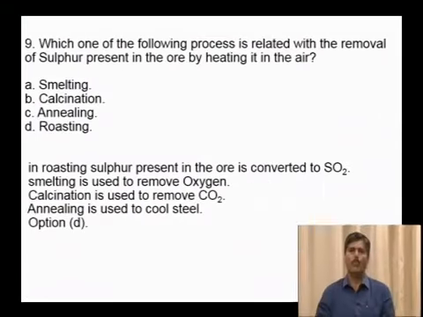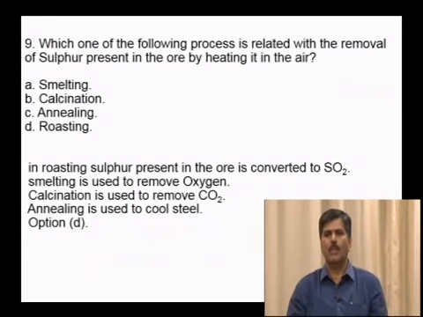Which one of the following processes is related with the removal of sulfur present in the ore by heating in the air? So, there are 4 options. The first one is smelting, the second one is calcination, the third one is annealing, the fourth one is roasting. So let us see one by one. Smelting is used to extract crude metals from the concentrated ores by heating to high temperature using a suitable reducing agent, coke or carbon monoxide.